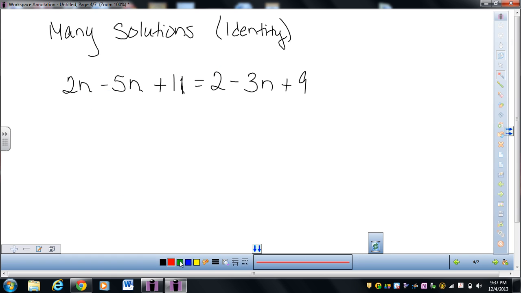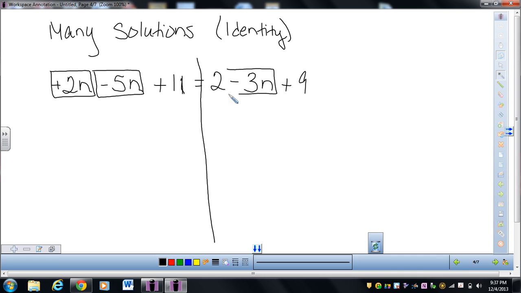Here's our next example. This one is called an identity, and we're going to, again, solve it the exact same way. And it will come out showing us that it's an identity, which means that no matter what we substitute in for n, it's always going to work. So let's go ahead and box our variables. So that's a positive 2. We have a negative 5n here. We've got a negative 3n here.